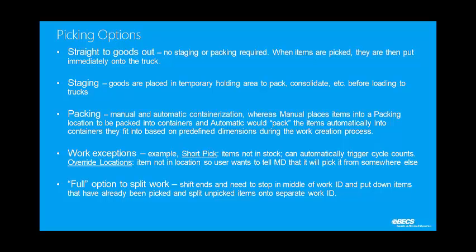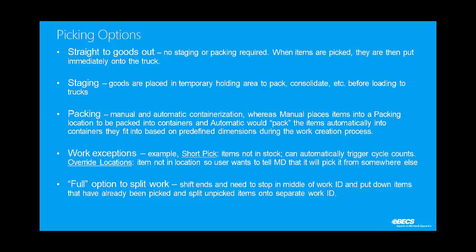So if all your items had length, width, and weight, for example, and all your containers also had those dimensions set up, what would happen is as work is created, it would search to find the correct containers that would physically fit those items and automatically pack them in there. So if you're not managing a physical packing process and you don't want to place the goods into a packing location, you can use automatic containerization to still have that feature to track goods by a container ID.